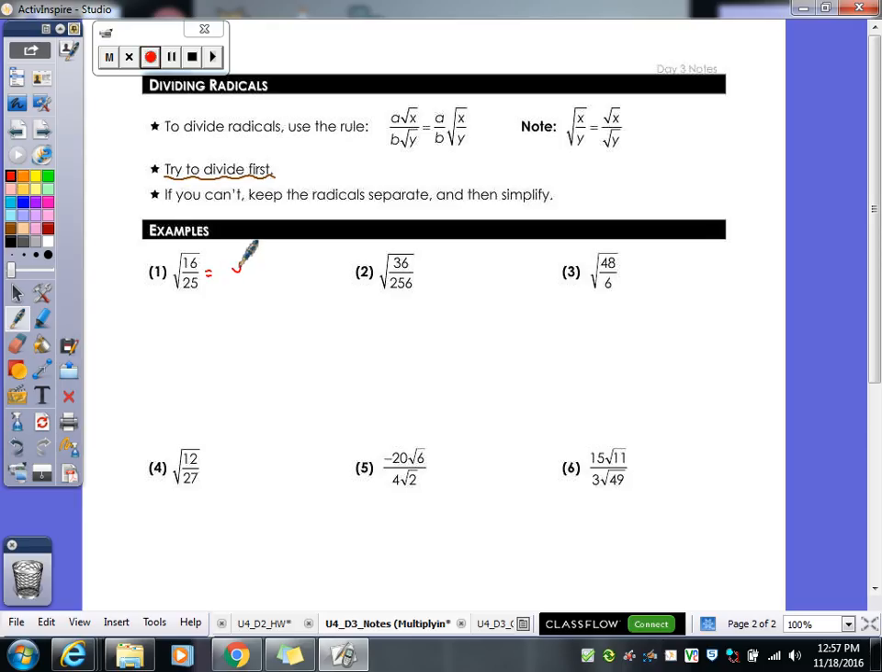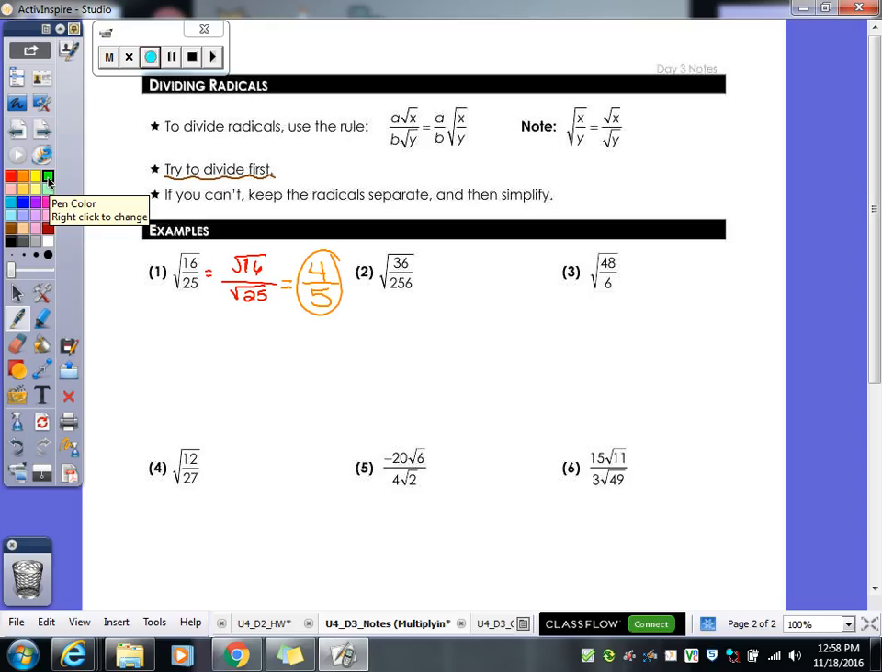So what we do is we separate this and create 2 radicals. So we have square root of 16 over the square root of 25. Are those perfect squares? Yeah. 16 is. What's the square root of 16? 4. What's the square root of 25? 5. So that's our final answer, 4 over 5.